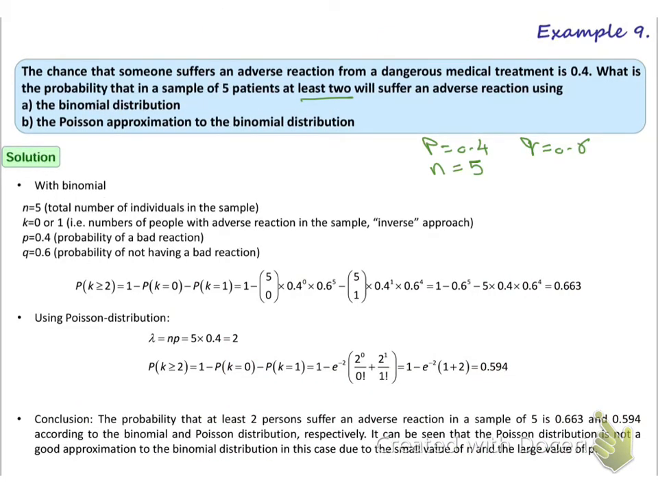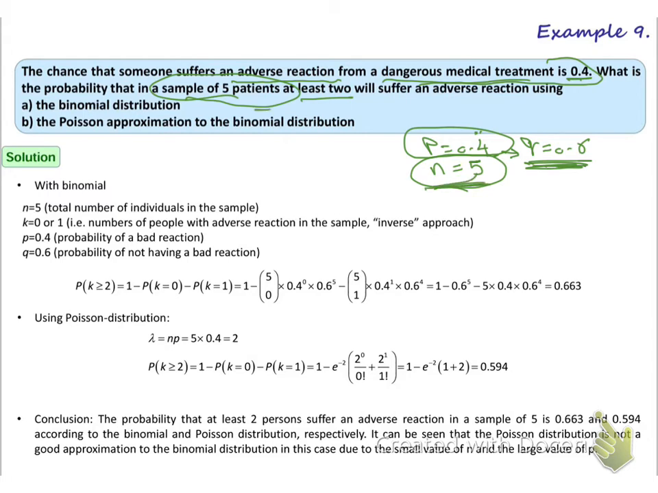The chance that someone suffers from an adverse reaction from a dangerous medical treatment is 0.4. So this is the probability, p equals 0.4. What is the probability that in a sample of, so this is the n, the number of individuals in the sample. I can automatically calculate q, which is 0.6, the complement. If p equals 0.4, q equals 0.6. And n in this case is 5.